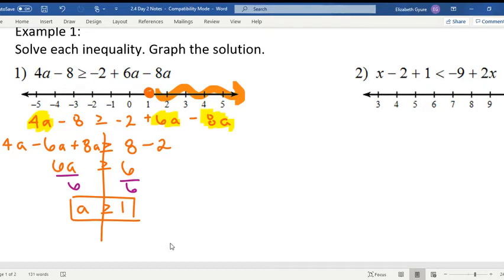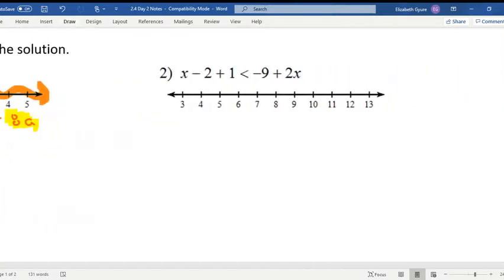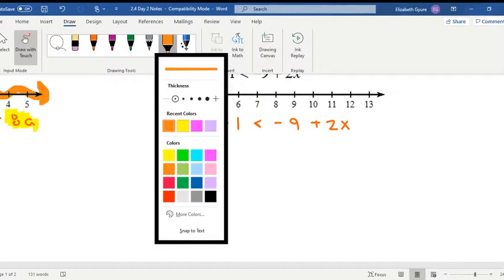So same exact idea as when we're solving our multi-step equations. We just have to then graph it at the end. All right, so let's take a look then at number 2. We got x minus 2 plus 1 is less than negative 9 plus 2x. We got a lot of variables going on here.